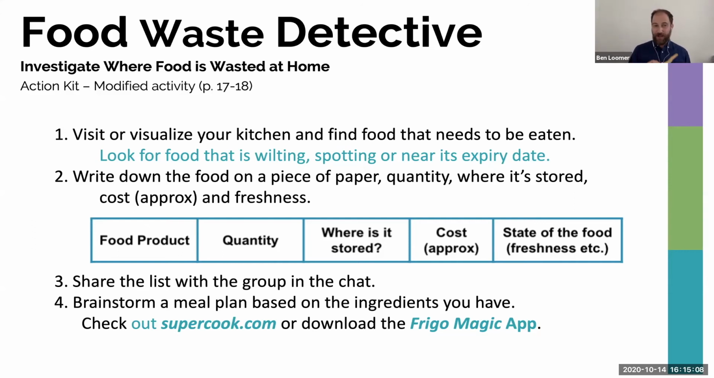What you can do with these ingredients with your students is check out websites like supercook.com or Frigo Magique, which is an app. These are ways that we could use our old vegetables and old food to plan our meals ahead of time. That was a very quick example of an activity that we could do at home. In the chat, we also have people talking about rescuing baby spinach. What can we do with baby spinach and other leftovers as well? So we're going to stop there.